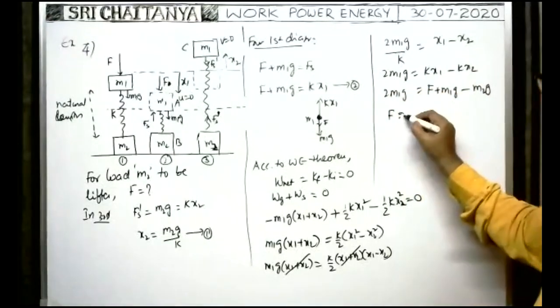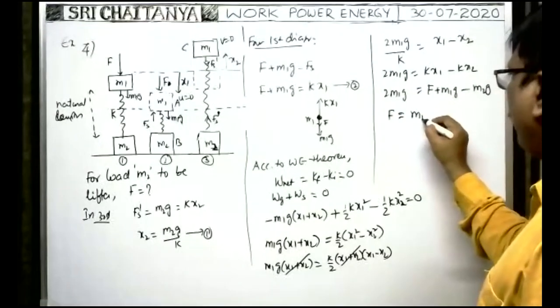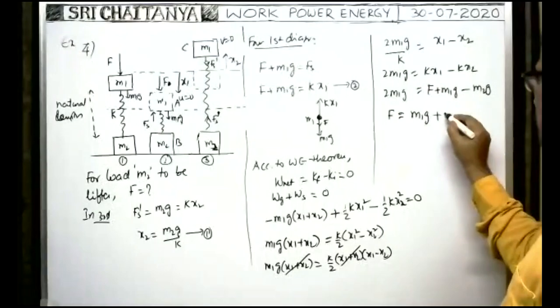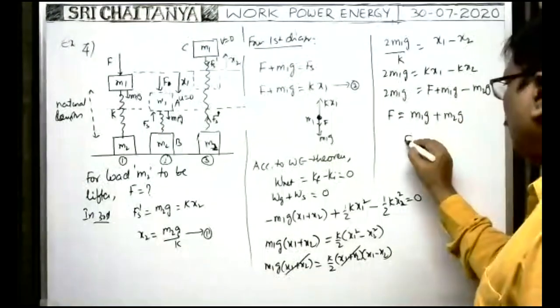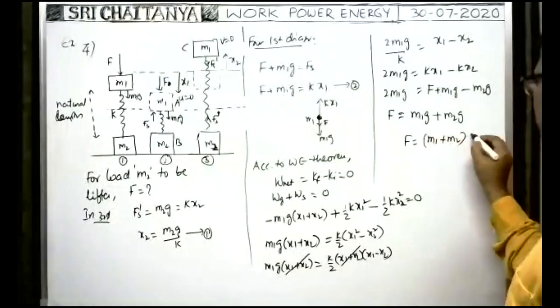Therefore f is equal to 2m1z. F we need. F is equal to 2m1z minus m1z, means m1z. Then you bring this minus m2z to the left, then plus m2z. Therefore, F is equal to, you take z common, m1 plus m2 into z.